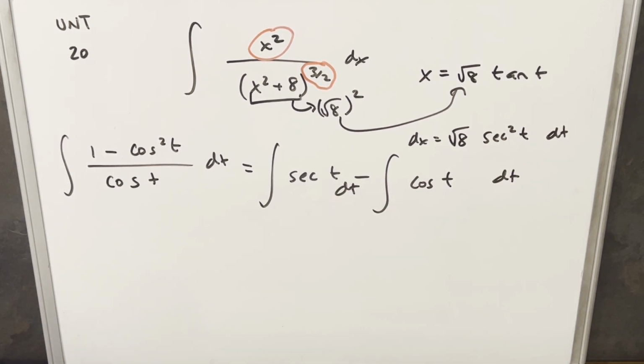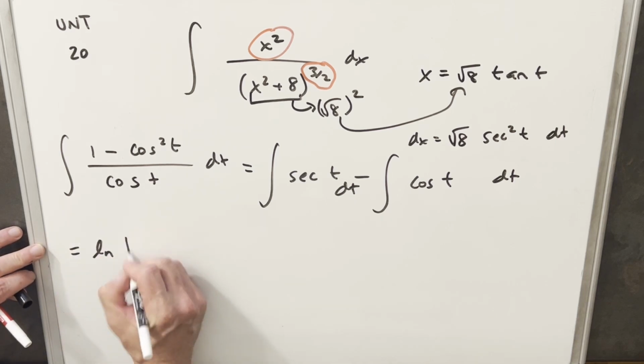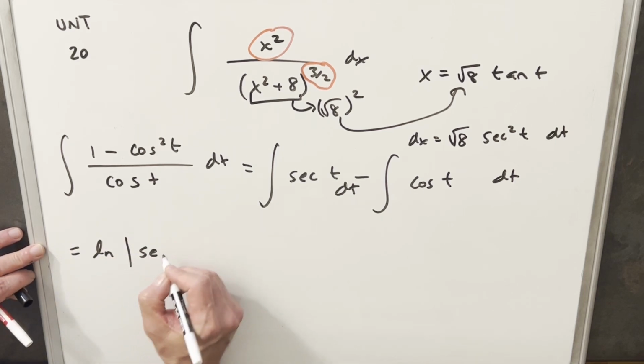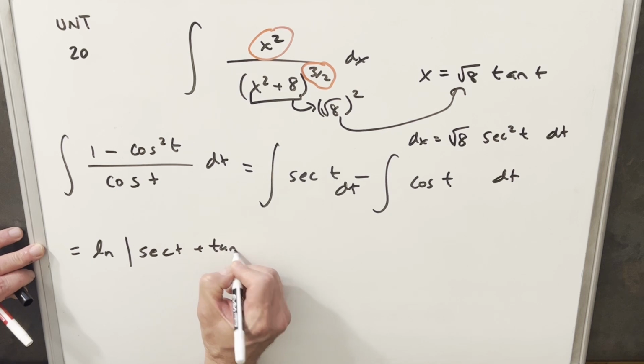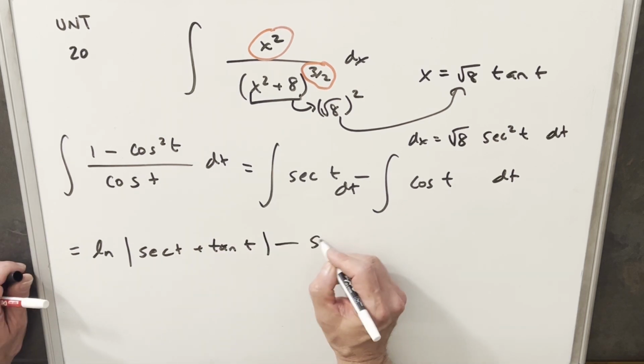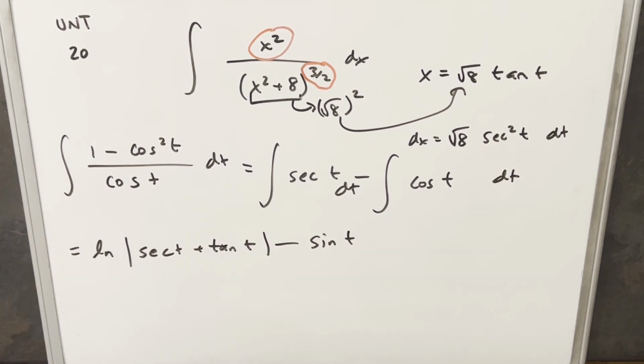Well, secant is a very well-known integral. This is just going to be natural log absolute value of secant t plus tan t. And then integrating cosine t, that's just going to give us sine of t. Okay, now from here, all we need to do is get this back to x to finish it off.